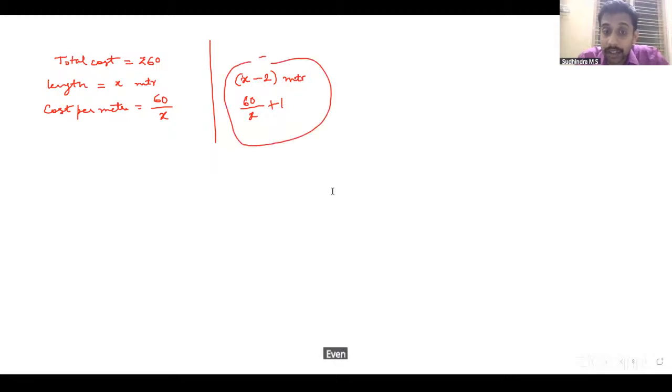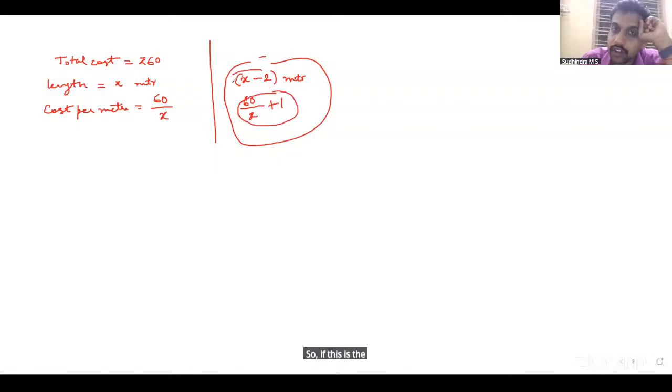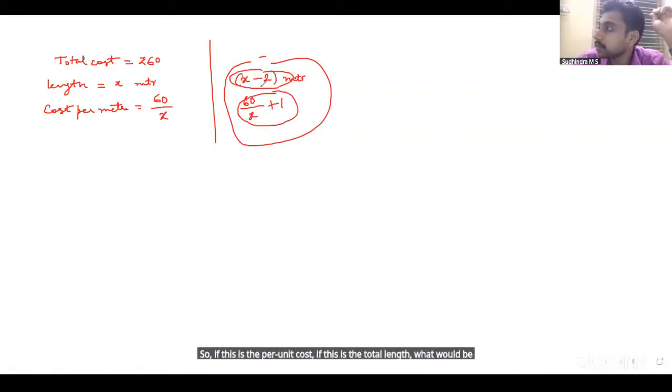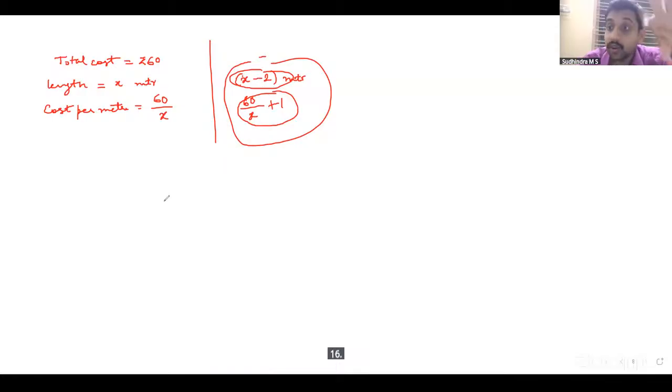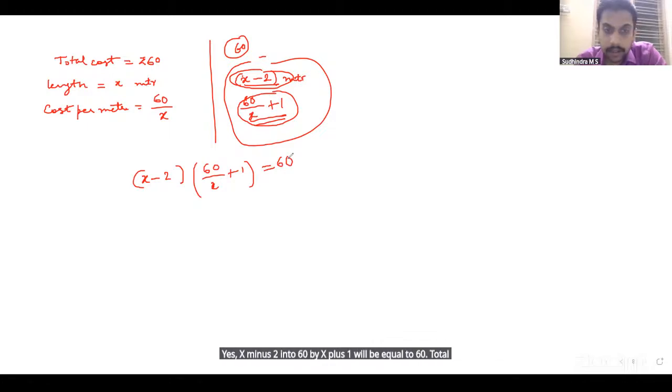Even in this case, what are they telling us? The cost would remain unchanged. So if this is the per unit cost and this is the total length, how do I get the total cost? Multiply those two. Yes, x minus 2 into 60 by x plus 1 will be equal to 60. The total cost remains unchanged. Everyone following?